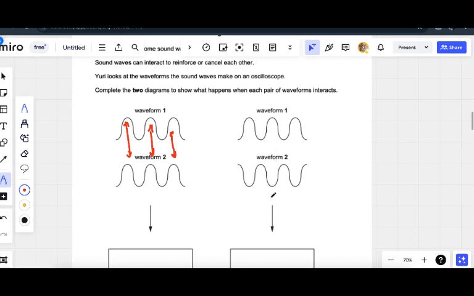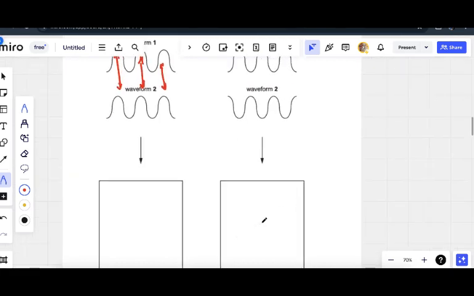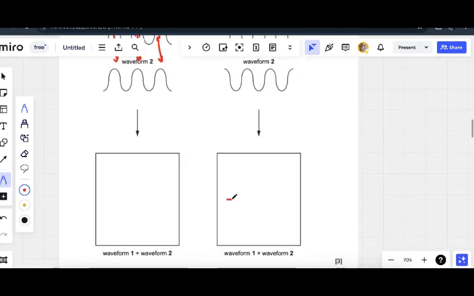Here, cancel out here. So here, you just have something like this. That's it. It cancels out each other when you add waveform 1 and waveform 2. But in this one, when you add them, it gets bigger. It gets bigger than it was in the first case.